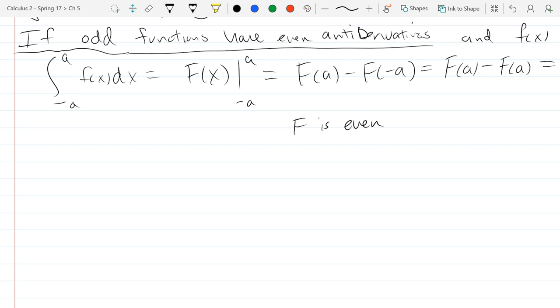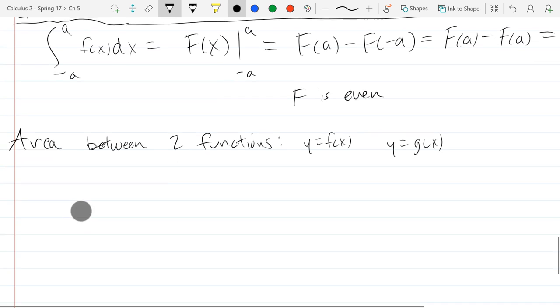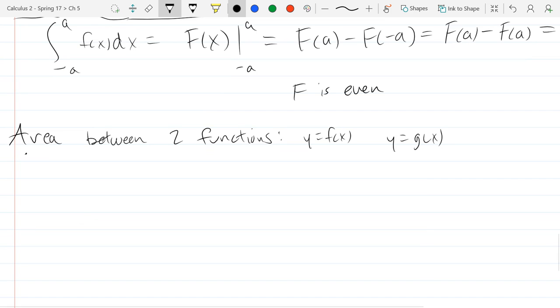All right, area between two functions. So our two functions will go y equals f of x and y equals g of x. So we also have to choose some interval for x. X will go between a and b. And we're not assuming any properties of even and odd overall. We'll just occasionally, if we notice a function's even, shortcut it a little bit and use that property that we just saw.